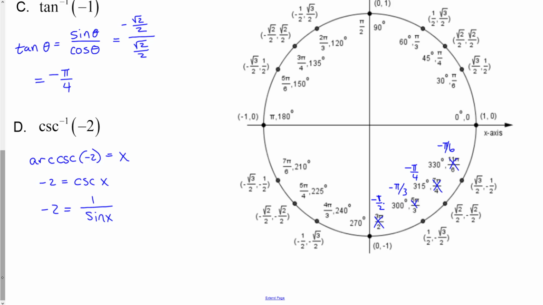So I'm going to basically flip both sides of this, which means I have negative 1/2 equals sine of the angle measure that I'm interested in. So remember, cosecant is either going to be in 1 or 4. And in this case, we're going to be in 4 because the sine has to be negative. So I just need to look to where my sine is negative 1/2. That's right there. And the angle measure that I'm interested in is negative pi over 6.